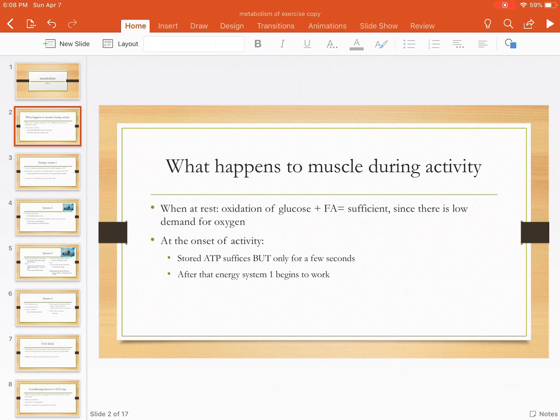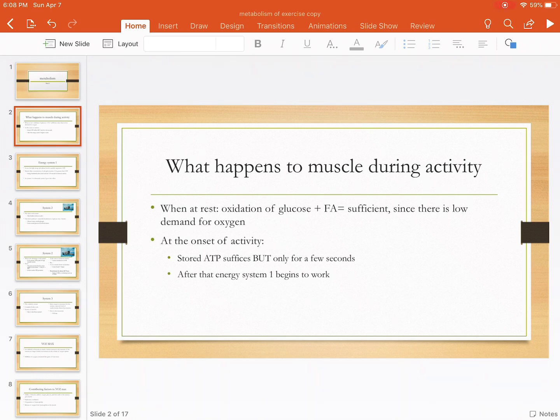When we're at rest, the oxidation of our muscle uses the combination of glucose and fatty acid, and that is sufficient for our muscle because there is a low demand of oxygen. So the two basically get the energy out of glucose and fatty acids. We need to utilize oxygen as well.